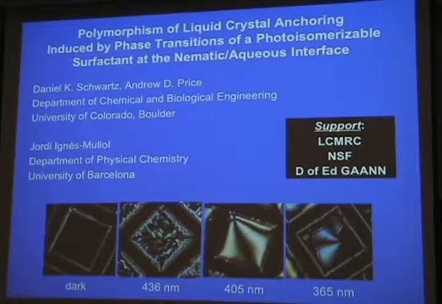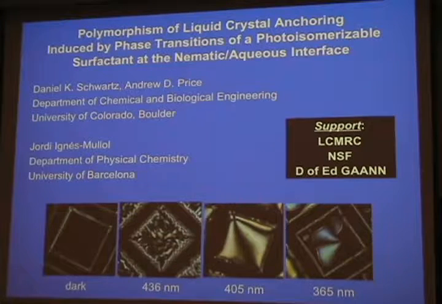And what we've done, and I'll focus on in the talk today, is what happens when you make a surfactant monolayer at the nematic liquid crystal aqueous interface. In other words, a monolayer of a surfactant between an ordinary thermotropic nematic liquid crystal like a 5CB and an aqueous phase. And if that monolayer is sensitive to light, what happens when you expose it to light?